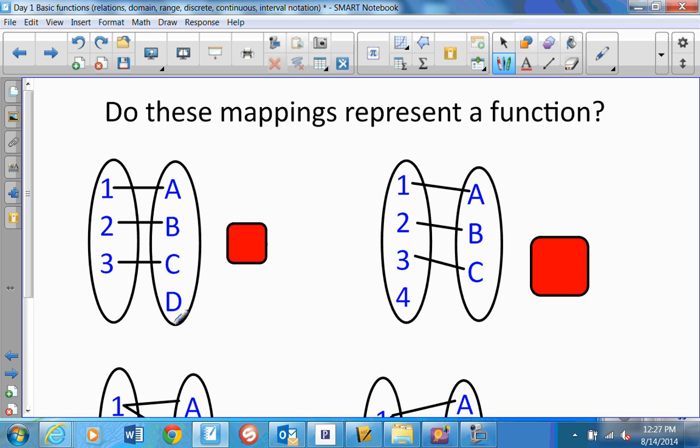What about this D down here? It's okay. Your number 2 said that some elements in B could not be matched up to A. So it's okay to have some leftovers in your outputs. Yes, this is a function.